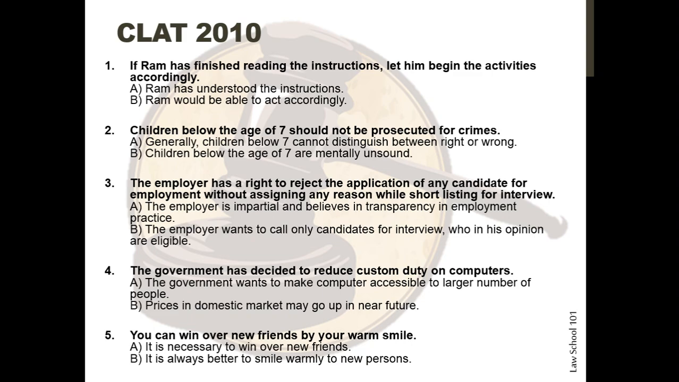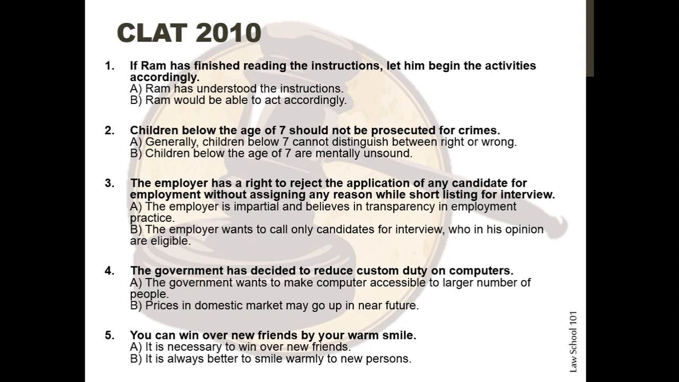Question 5. You can win over new friends by a warm smile. So here, first of all, you'll have to assume that yes, it is necessary to win over new friends. Secondly, you'll have to say that it is always better to smile warmly to new persons. So both the assumptions must hold true.